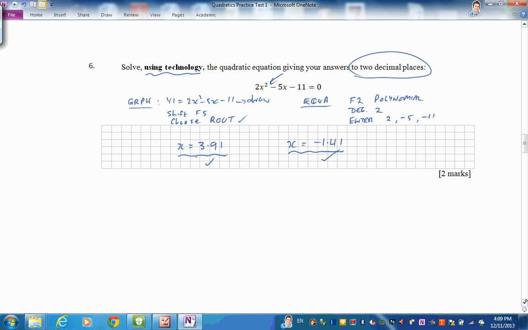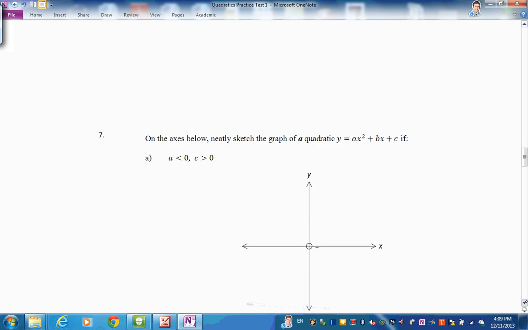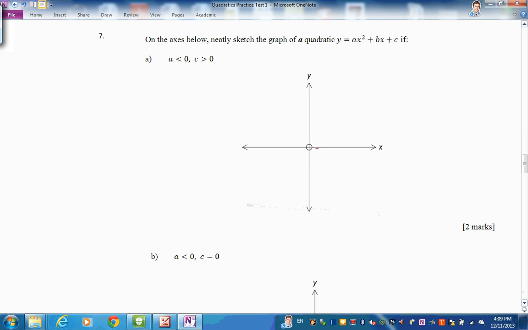Getting some, I hope. Let's have a look at question 7. Again, it's about these A, B and C values. Now, A has got to be negative. So that's concave, or concave down. And C is greater than 0. So this is the y-intercept. So it's going to cut the y-axis in the positive region, but it's got to be downwards.